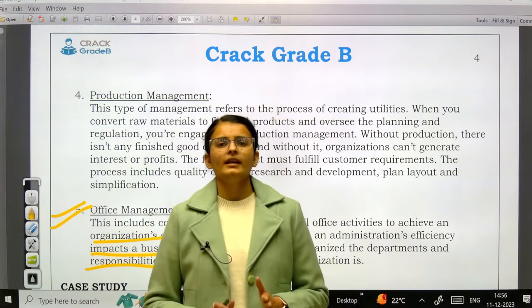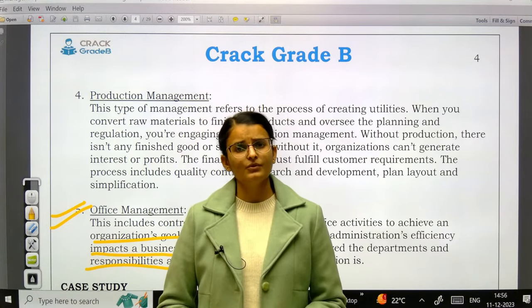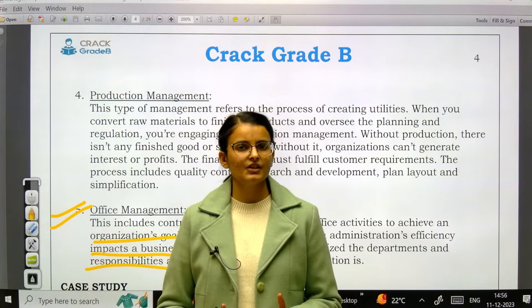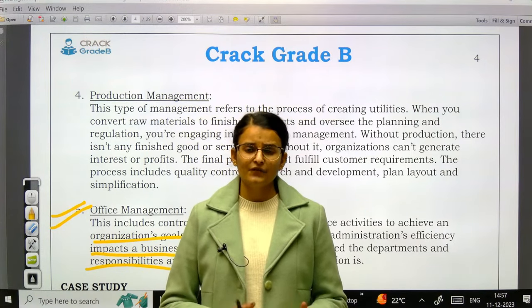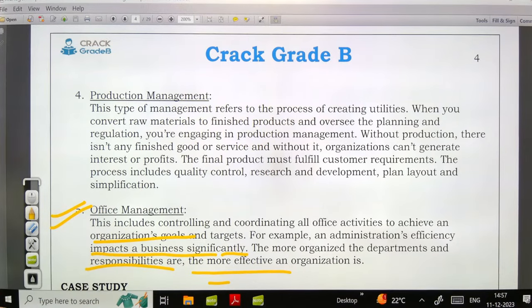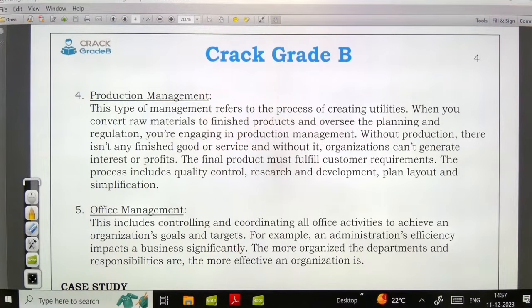Everybody should know in the office that this is my role, this is my responsibility, I have to do this particular task. So managing the activities in that organization with effectiveness and efficiency is what we call office management. Okay. Clear till now? Any doubt?